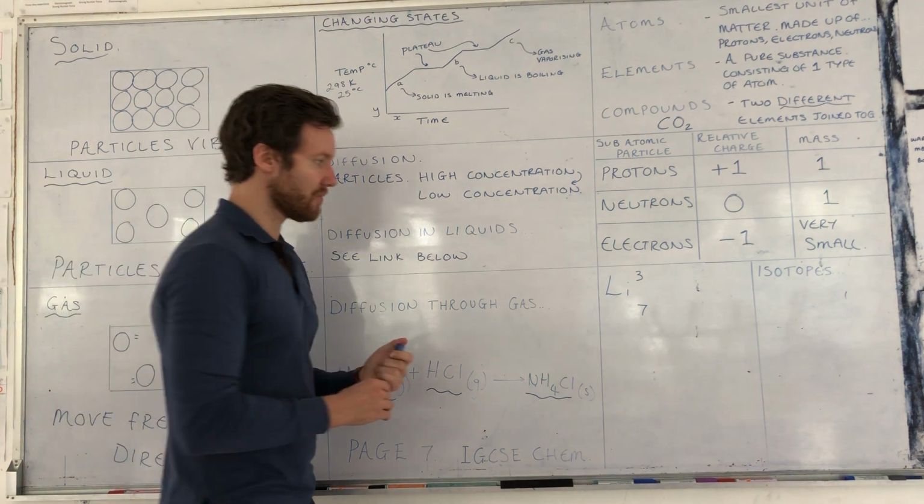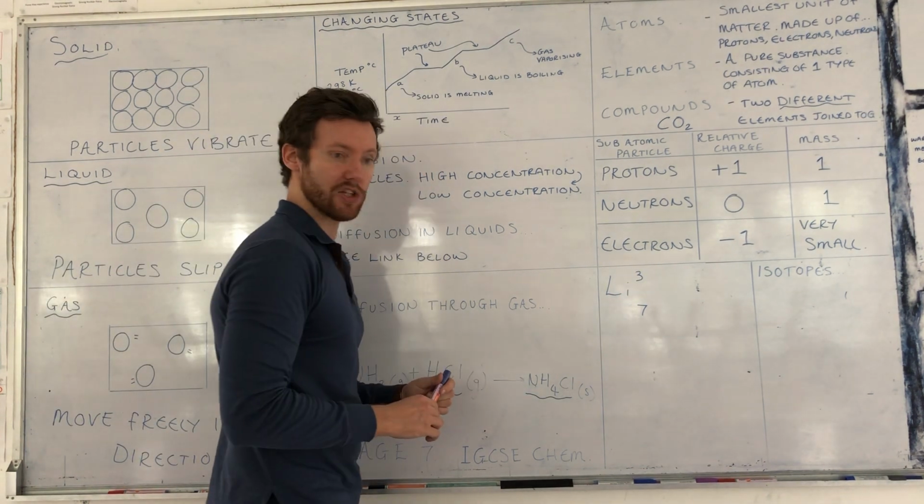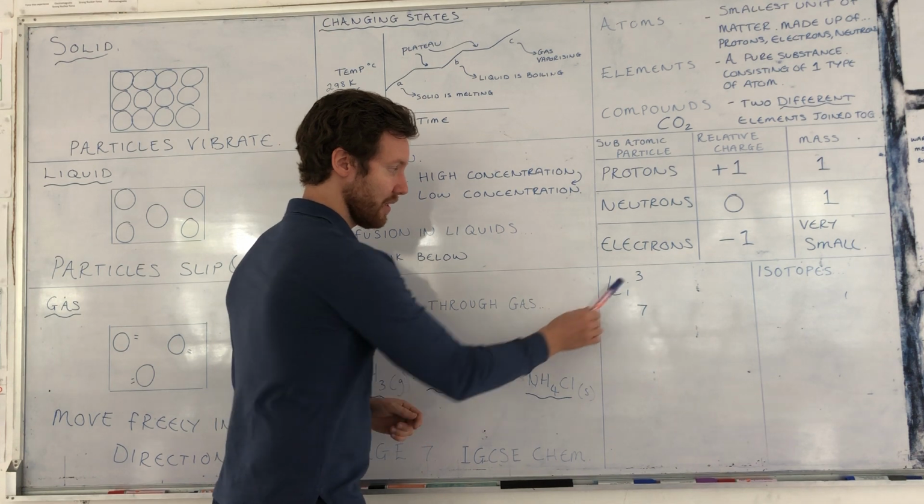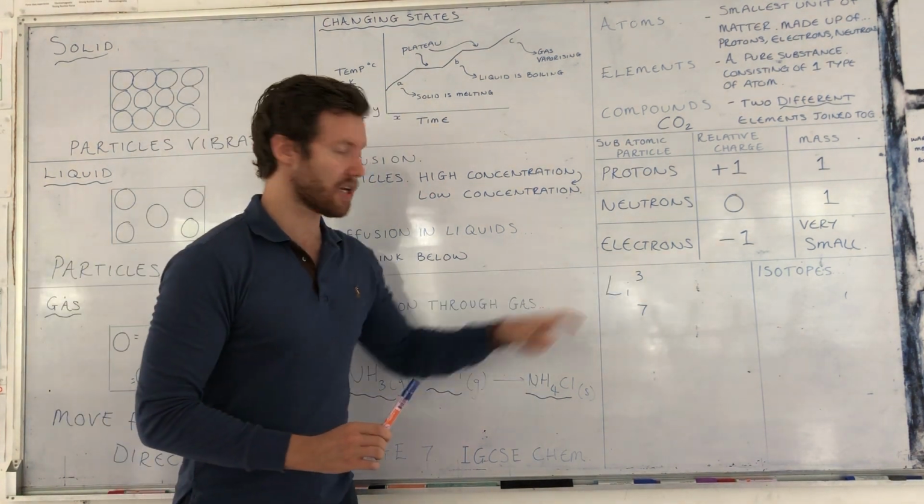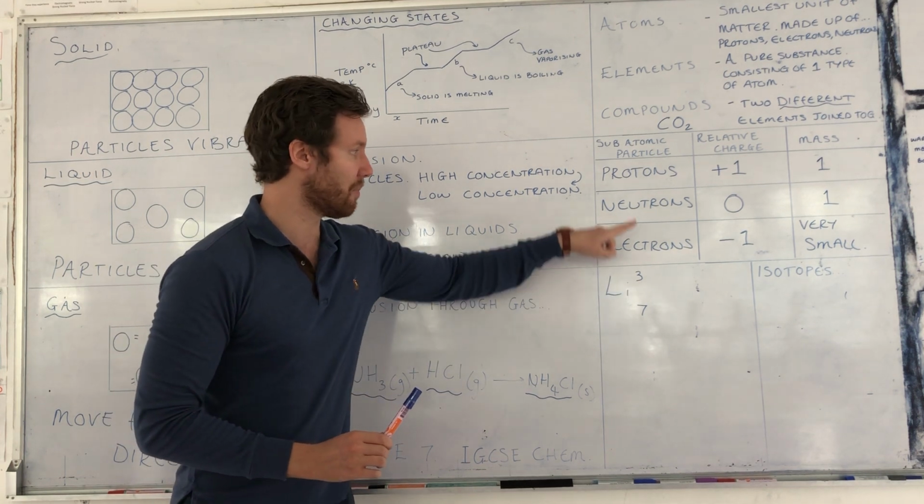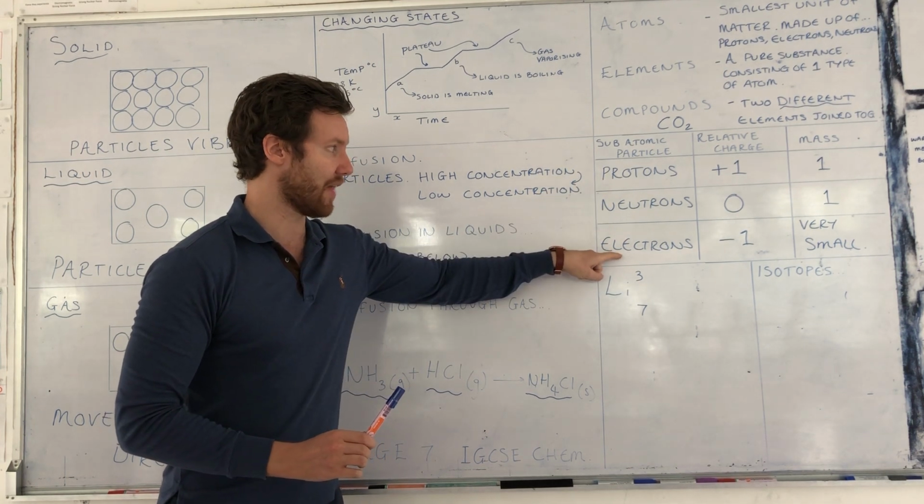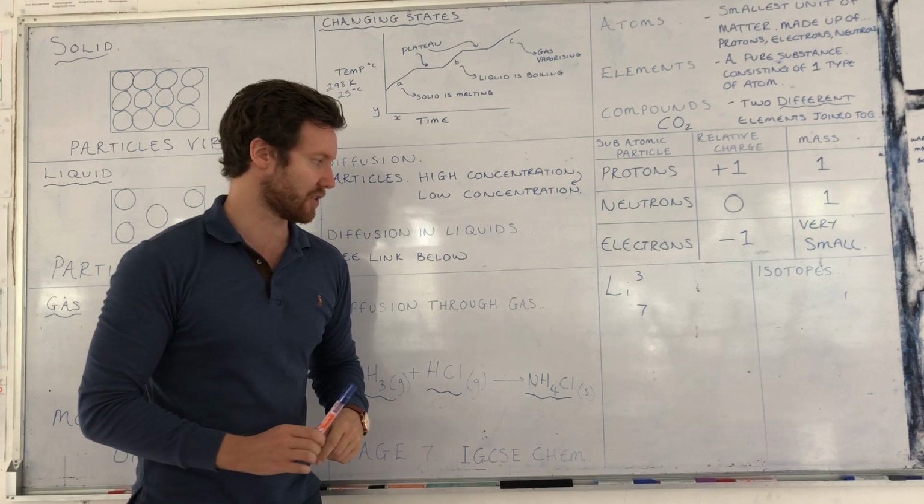You can see we have two numbers here. We have what we call the atomic number. We also have the atomic mass. So the atomic number tells us the number of protons and the number of electrons.